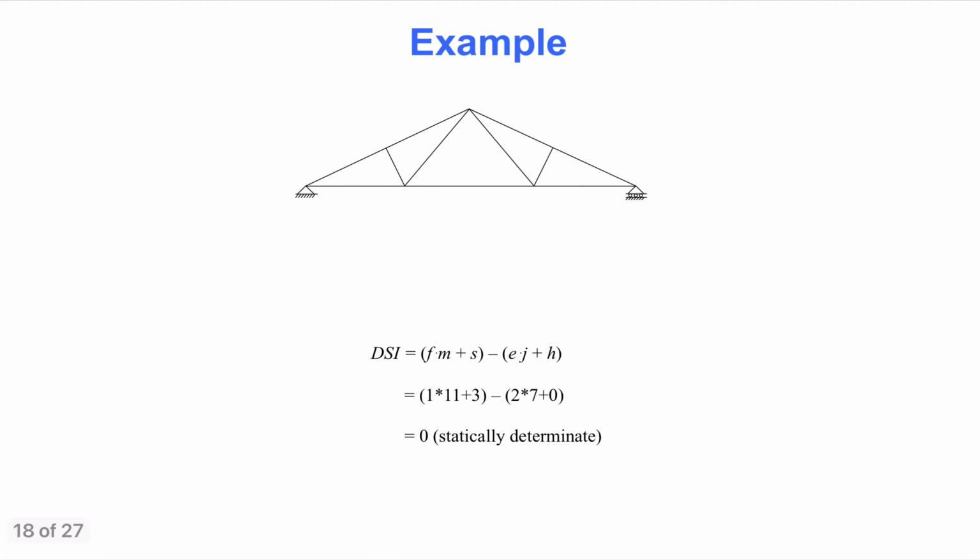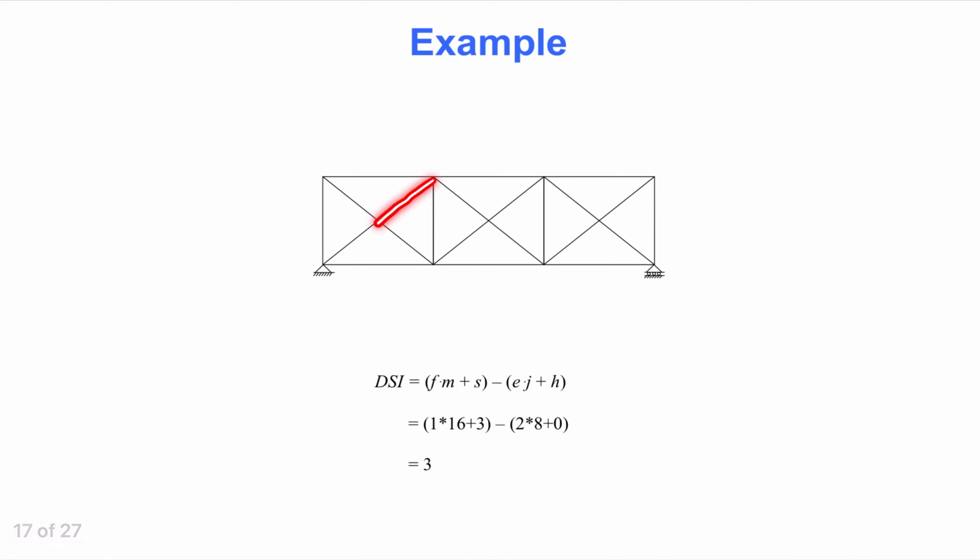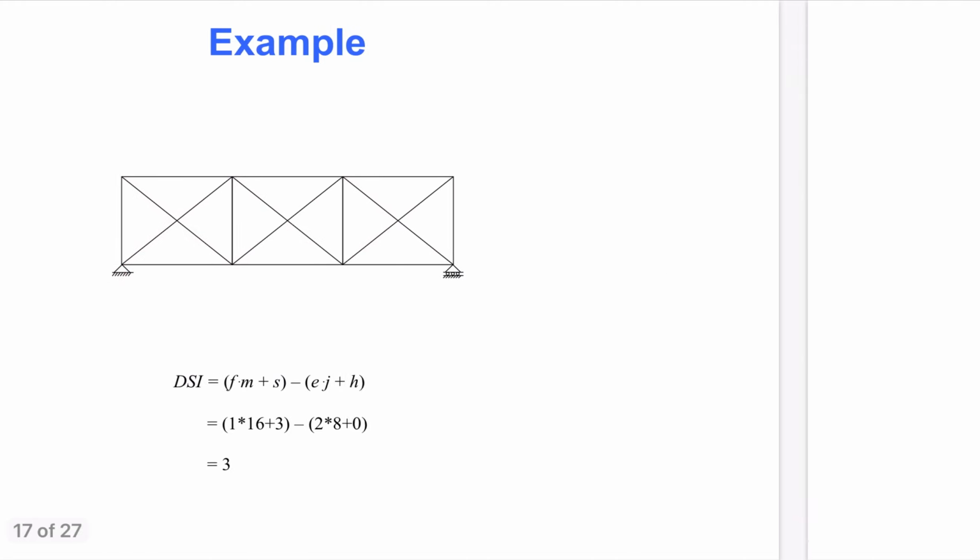You would get the same result if you decided to connect the truss members where they cross each other. In that case, you would count 22 members and 11 joints, again leading to a degree of static indeterminacy equal to 3. The next slide shows a similar truss example.